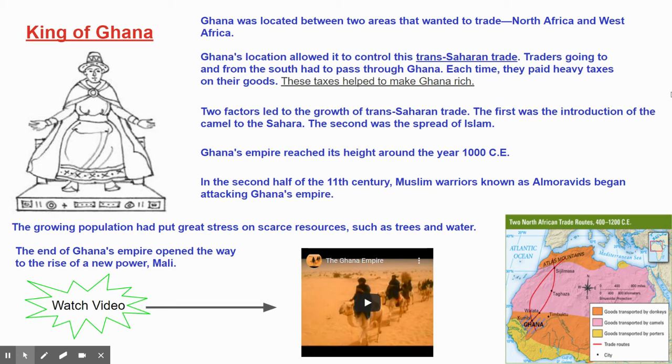2 factors led to the growth of trans-Saharan trade. First was the introduction of the camel to the Sahara. The second was the spread of the religion of Islam. Ghana's empire reached its height around the year 1000 Common Era. In the second half of the 11th century, Muslim warriors known as Almoravids began attacking Ghana's empire.